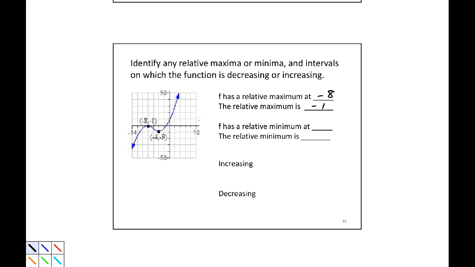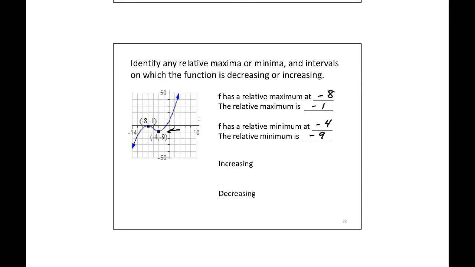We have a relative minimum at this point here. It's the lowest point in that region. So we have a relative minimum at x equals negative 4, but the minimum itself is minus 9. Now, based off of those two values, we can actually determine where it's increasing and decreasing.